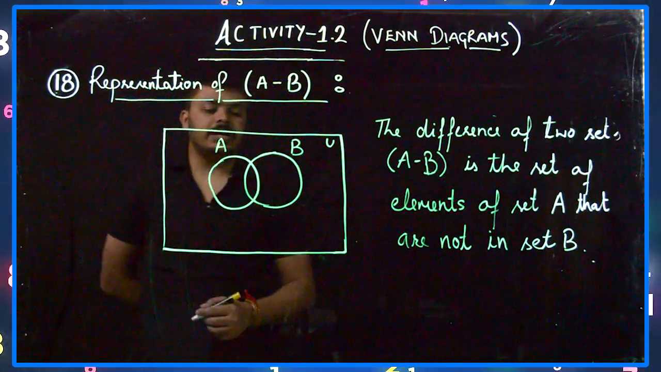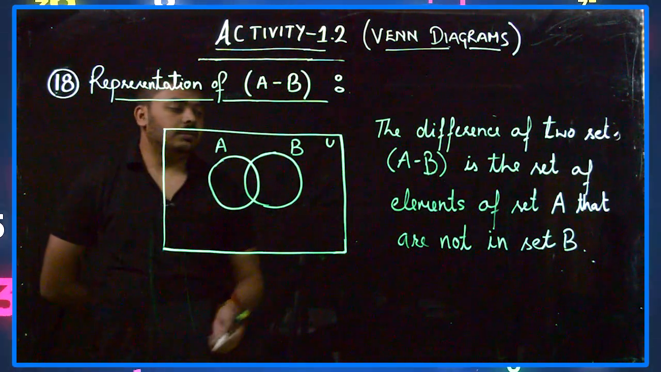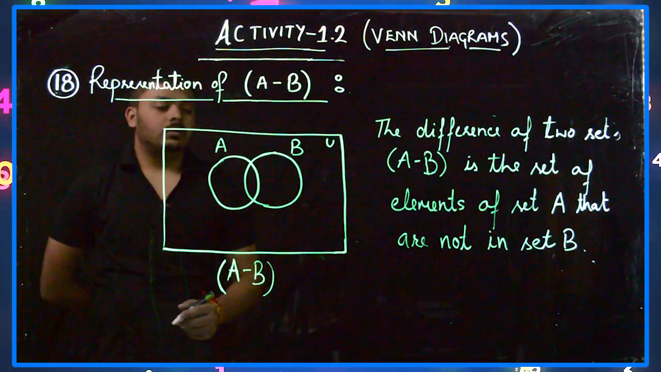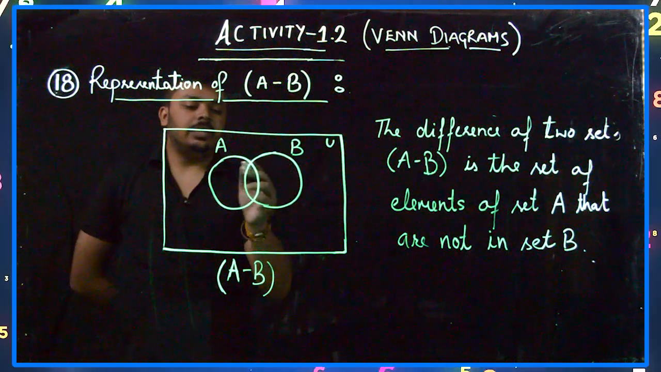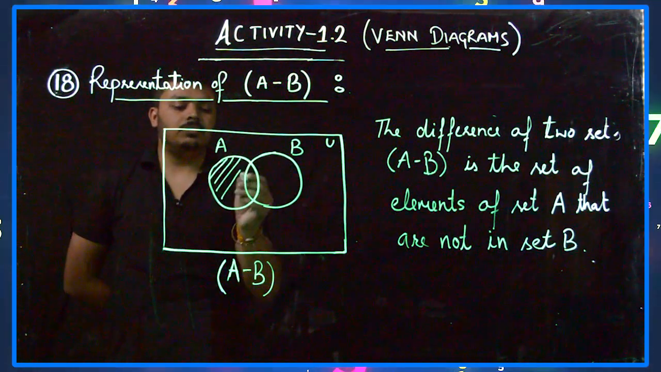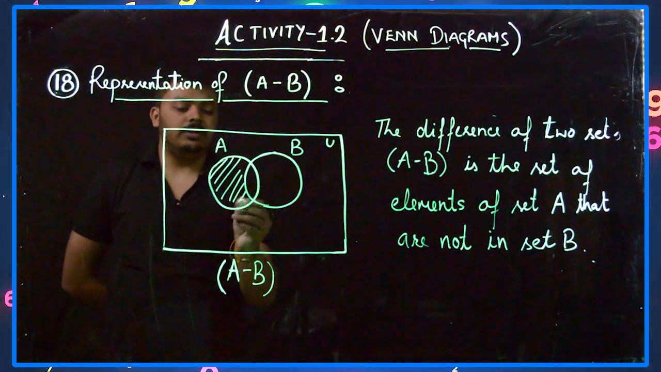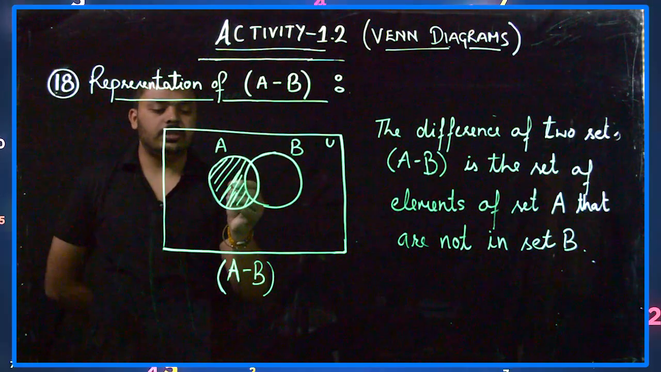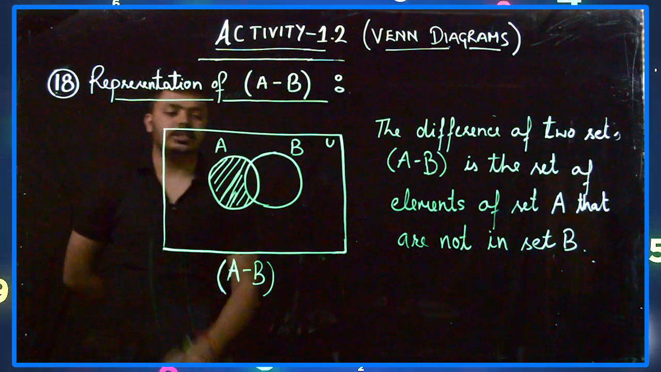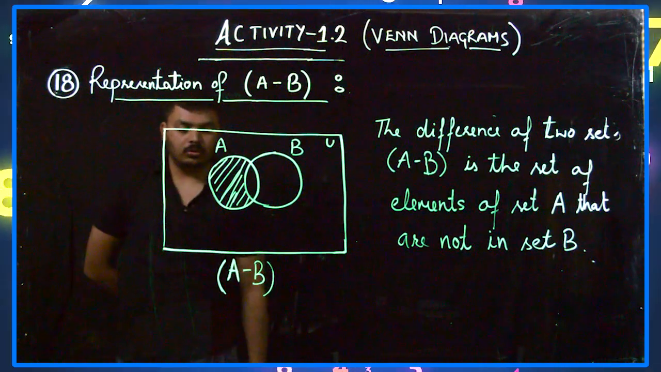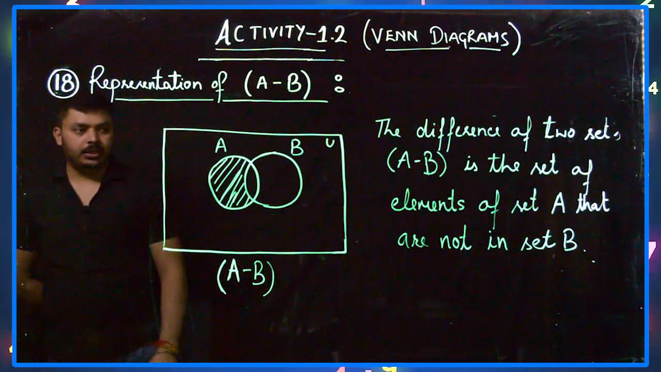So here in the Venn diagram we will represent the difference of two sets A minus B, that is all the elements of A different from set B or not common to set B. So the shaded region represents A minus B, or the difference of A and B.